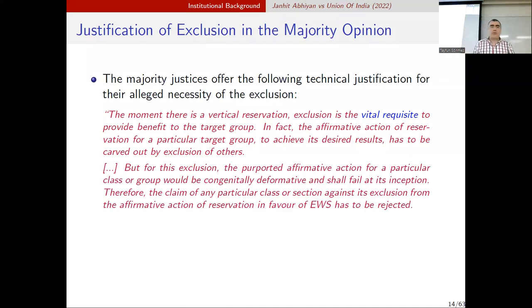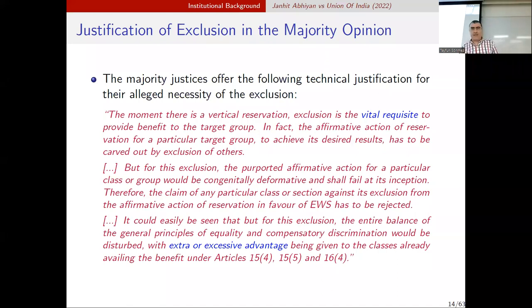Then the justice continued. But for this exclusion, the purported affirmative action for a particular class or a group would be congenitally deformative and shall fail at its inception. It means if you don't do exclusion, it dies at birth, right? It becomes useless. Therefore, the claim of any particular class or section against its exclusion from the affirmative action of reservation in favor of EWS has to be rejected. Okay? Basically, and then they continue.